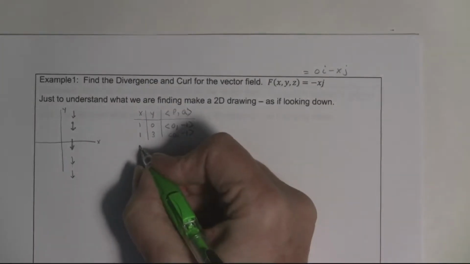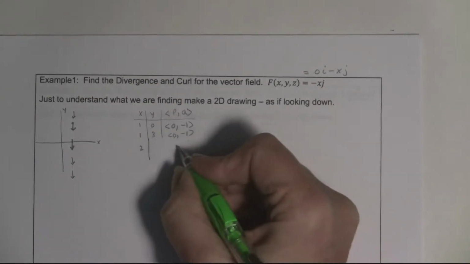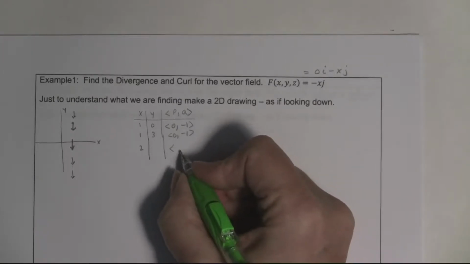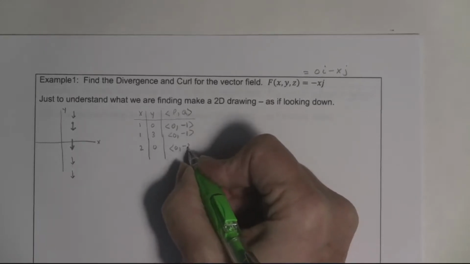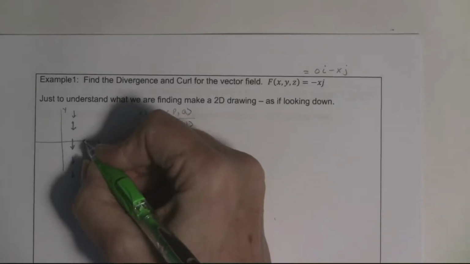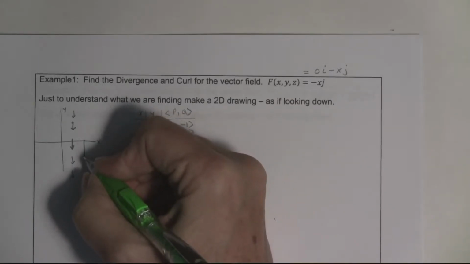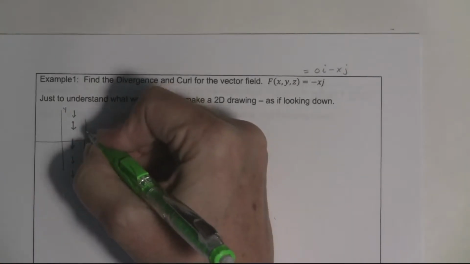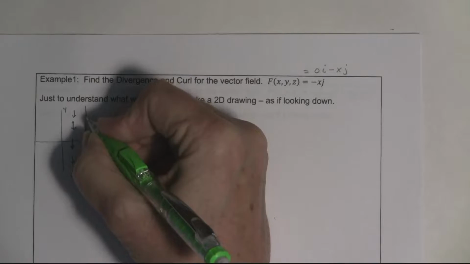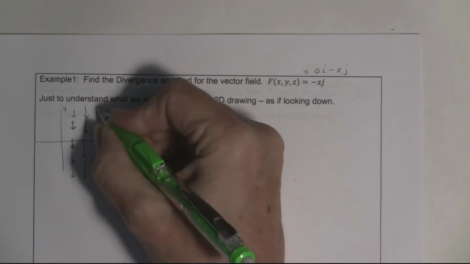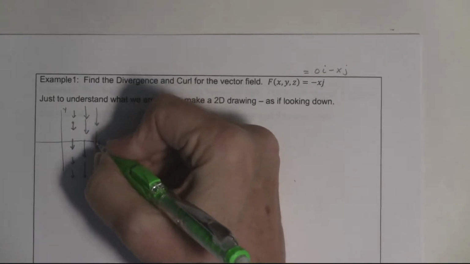And then if x is 2, then do you guys agree that no matter what y is, y could be 0, then you would get 0, negative 2. So these would be pointing down, but length 2 is what it would have. So every single point here would be length 2. And then over here at 3, all of these would be length 3.